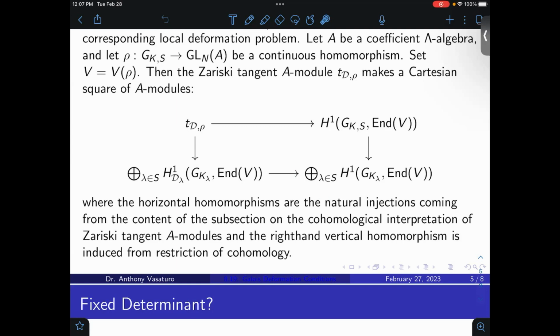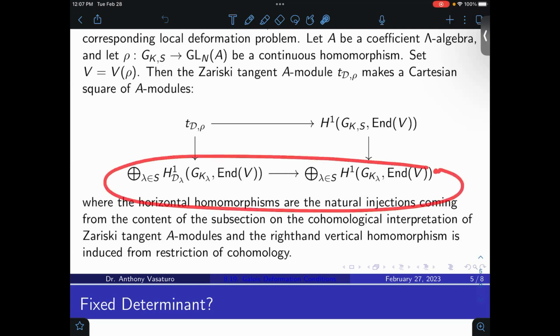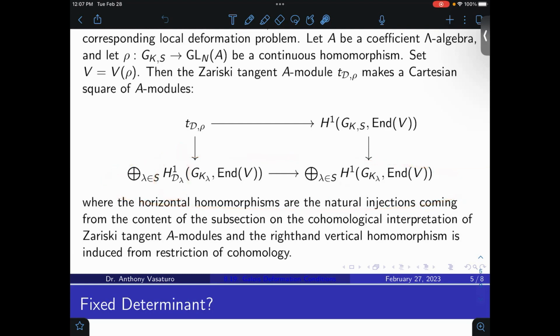Well, this is just definitions, right? H^1_{D_λ} lives in H^1 by definition of H^1_{D_λ}. So really it's this homomorphism here that comes from the video that I'm referencing. And the right-hand vertical homomorphism is just induced by restriction on cohomology. And the point is there's a map here making the square commute, like you think there probably should be.